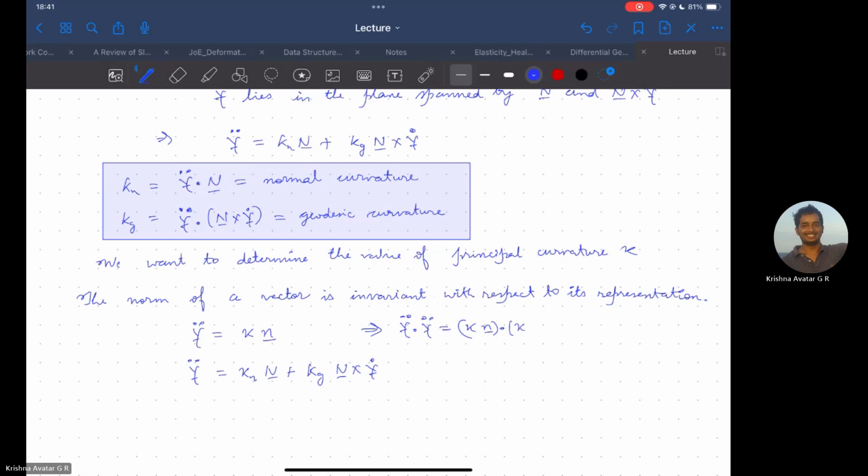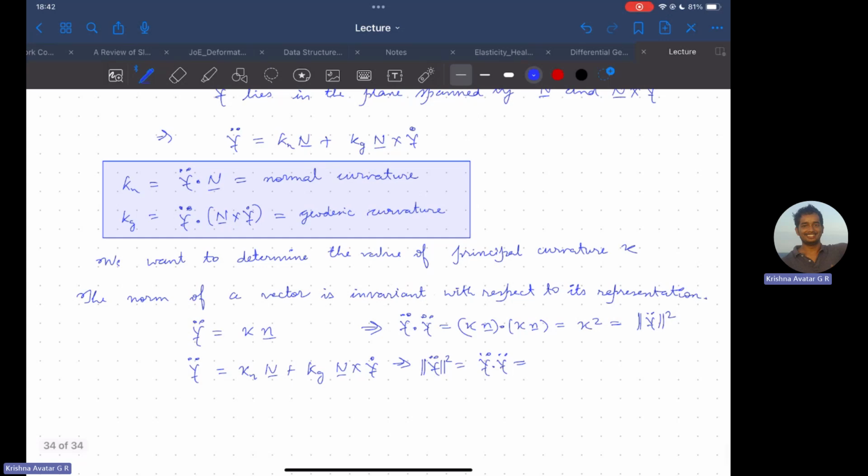kappa squared. And of course, this is nothing but just the norm squared of this, right? So likewise, the norm squared in this sense would be gamma double dot dot gamma double dot, and we recall that n and n cross gamma dot vector are orthonormal, right? Which means that we'll have here just kappa n squared plus kappa g squared.